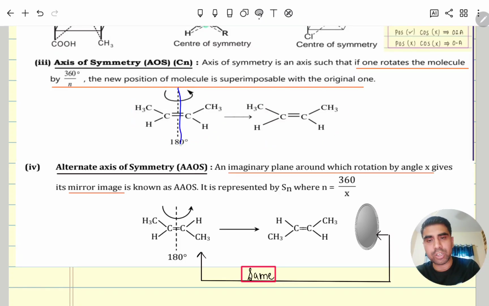So here, since we are rotating this molecule by 180, this CH3 and H will come this side and the other CH3 and H will go that side. Now you can see this one is superimposable on this. So by rotation of 180, meaning 360 by 180 is 2, this molecule has a C2 axis of symmetry. One molecule could have more than one axis of symmetry, like benzene having a C2 axis of symmetry, a C3 axis of symmetry, and so on and so forth. Now what is the alternate axis of symmetry?